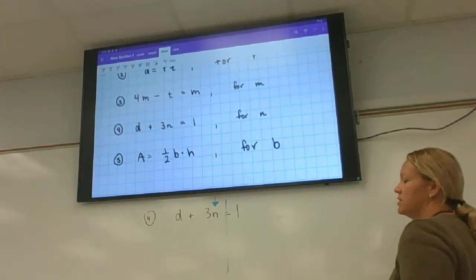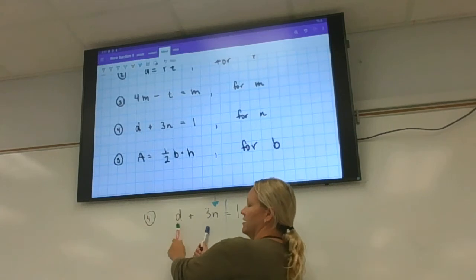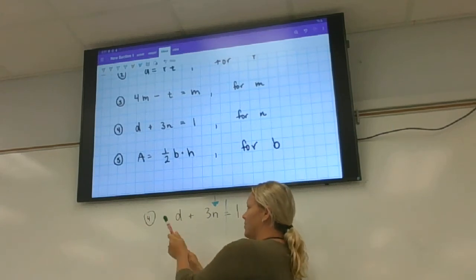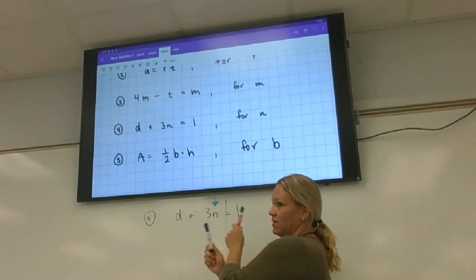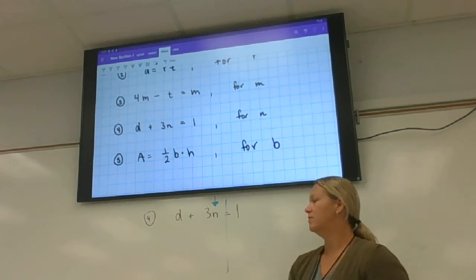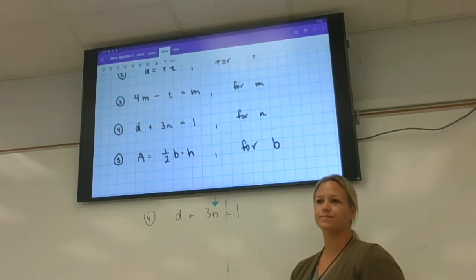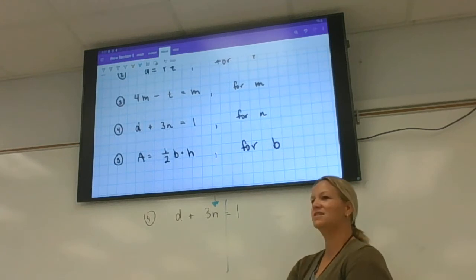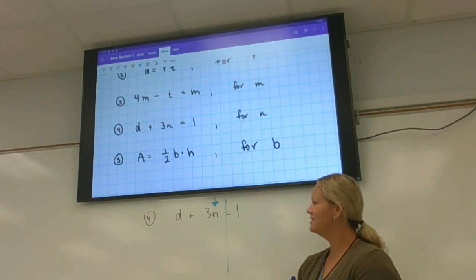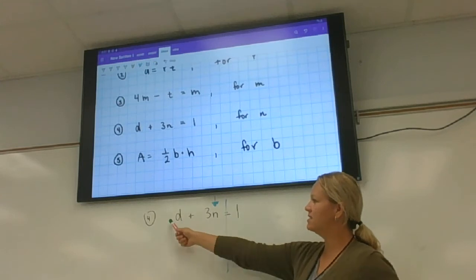So there's 2 things over here next to N, and I want them here. I don't want them here. I want them here. What can we do? Aiden, do you have any ideas? Yeah, this is a positive D.